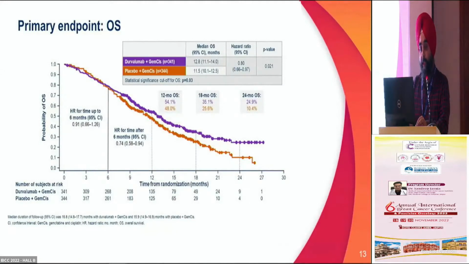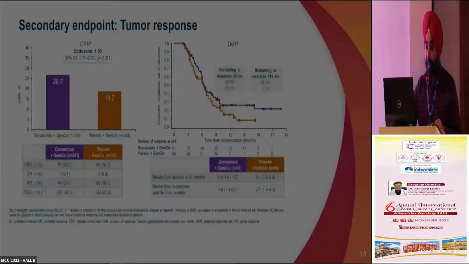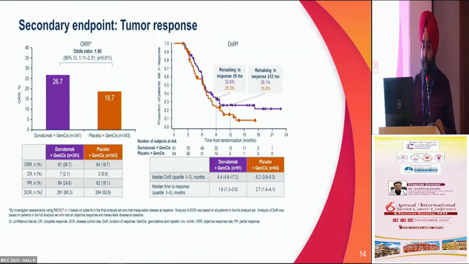The primary endpoint, if you see, with the GEM-CIS and durvalumab combination is 12.8 months as compared to 11.5 months. It's a marginal difference, but the hazard ratio was 0.8. So it means it is a little bit hard to justify, at a very high cost, adding this durvalumab. And I have not seen any patient in my practice whom I have even convinced for this durvalumab. So secondary endpoints, tumor response was again better in the patients who were receiving the durvalumab. That is 26.7% as compared to 18.7% in the GEM-CIS combination.